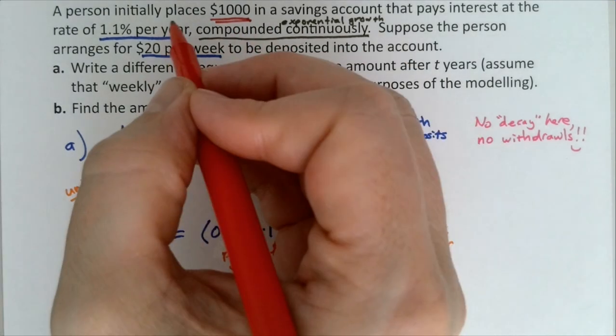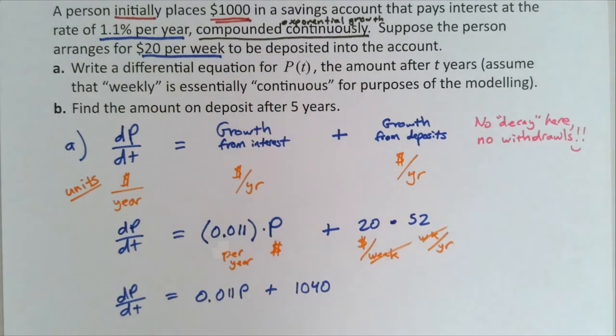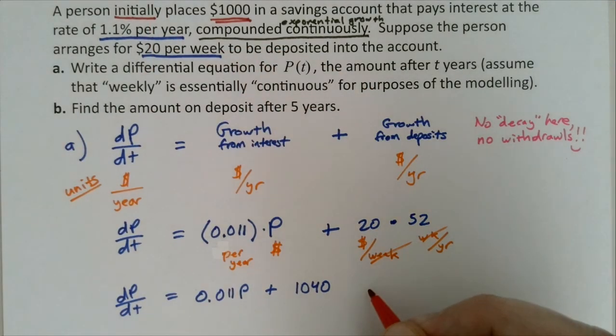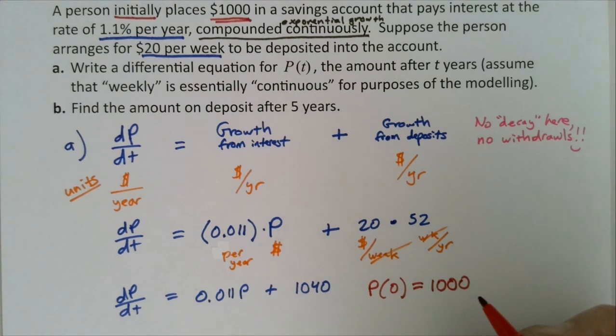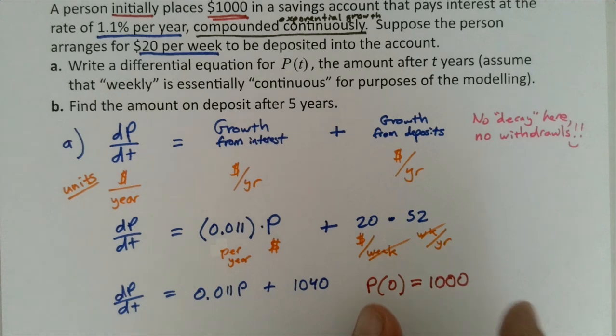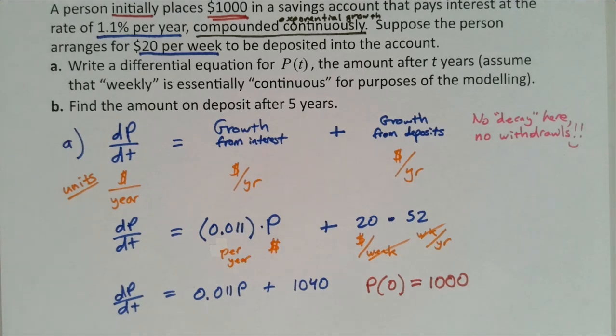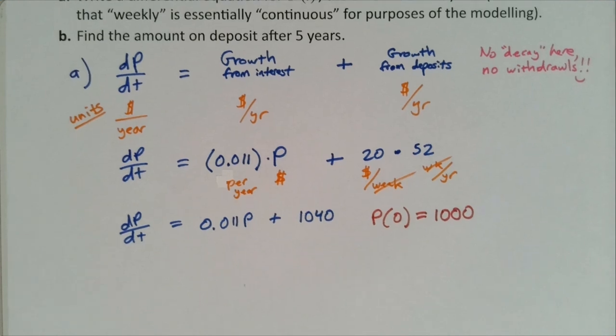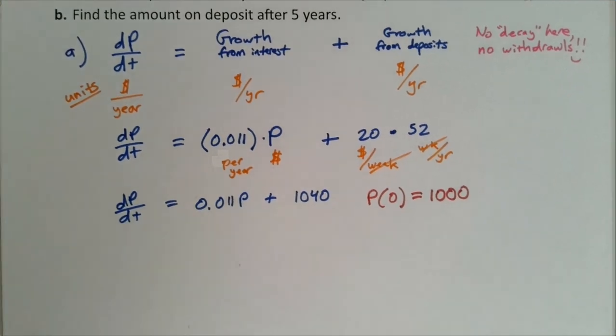Well, the key is right here, initially, because it turns out that we know P of 0 is equal to 1,000. We know an initial condition, right? And of course, we can't make predictions without an initial condition, because we have a differential equation and an initial condition. And that allows us to solve it to get a particular solution and then make predictions. So now part B says, okay, find the amount on deposit after 5 years.